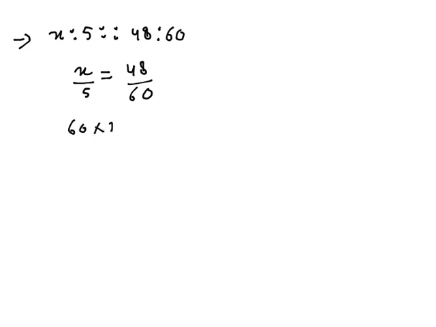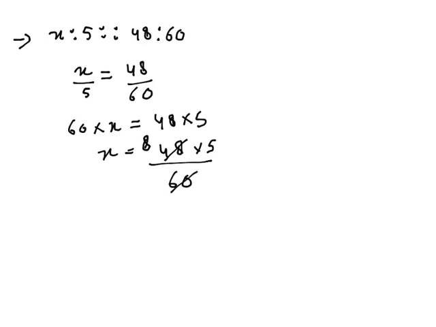60 times x will be equal to 48 times 5. Now x will be equal to 48 times 5 divided by 60. Here we can divide 48 and 60 by 6. 48 divided by 6 will give us 8 and 60 divided by 6 will give us 10. Now 5, 2 and 8 by 2 will give us 4. So it means x will be 4. The value of x is 4.